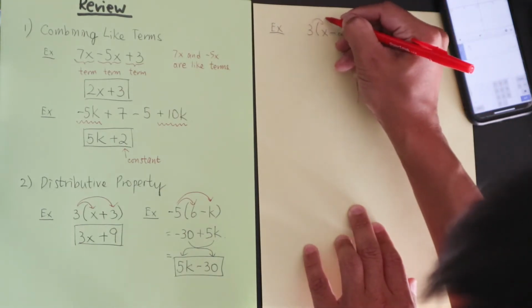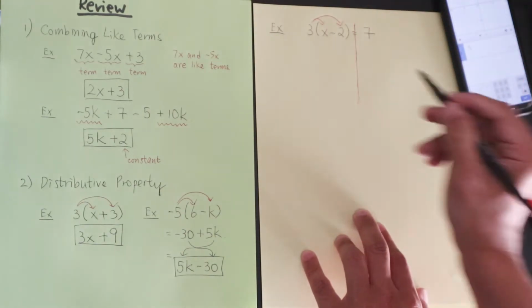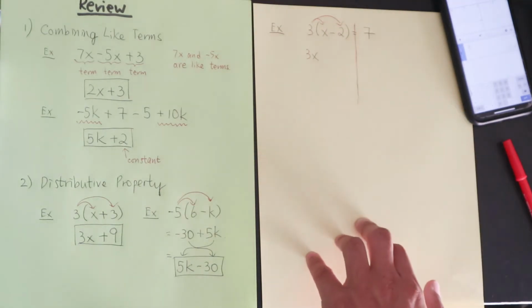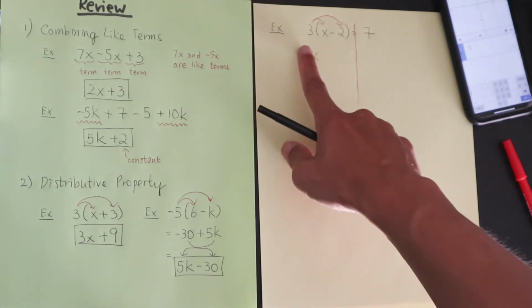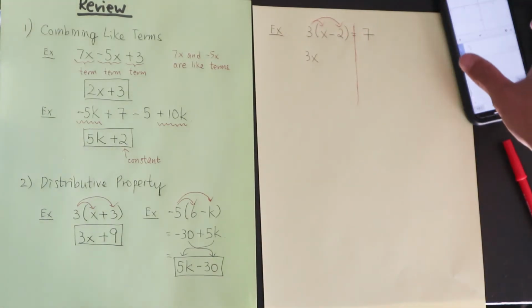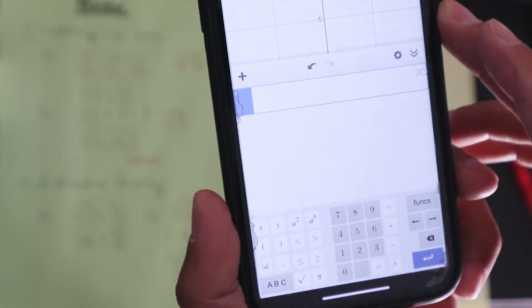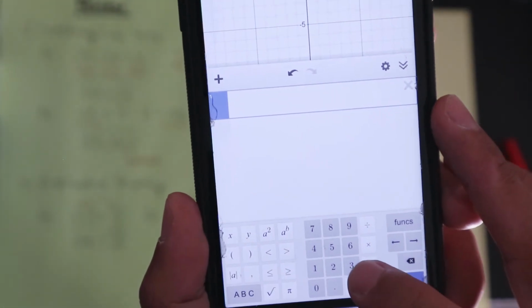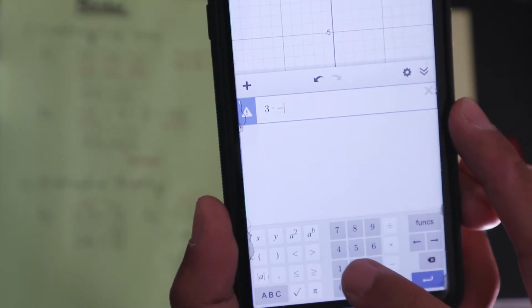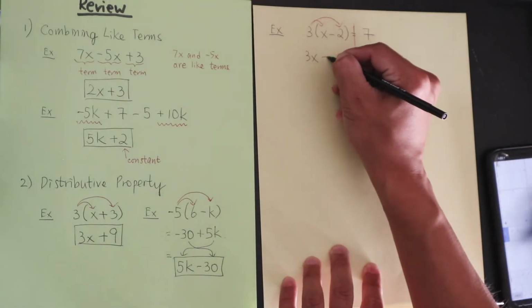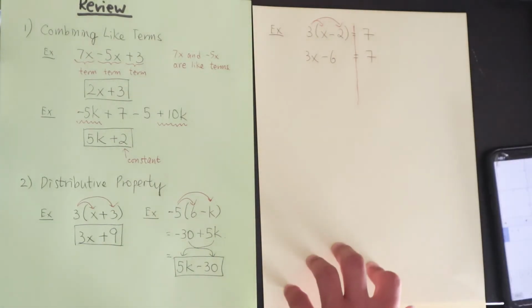So I see parentheses, I'm going to distribute like this. So you do 3 times x, which is just 3x on the first arrow. Then you find out what's 3 times negative 2. Well, if we're not sure, we're going to use a calculator to find out what's 3 times negative 2. So 3 times negative 2 is negative 6. So we're going to put negative 6 behind the 3x is equal to 7, like this.